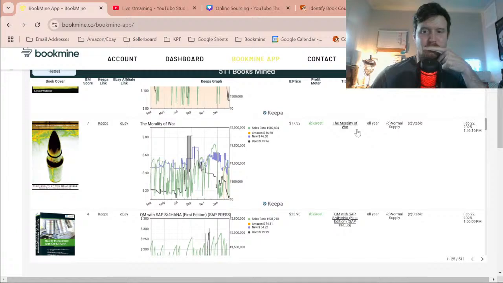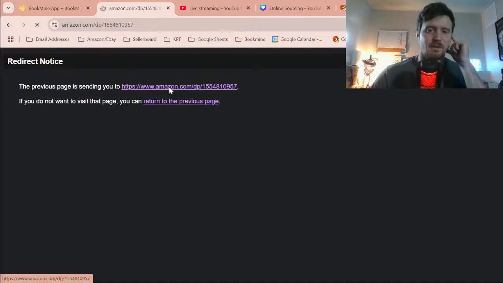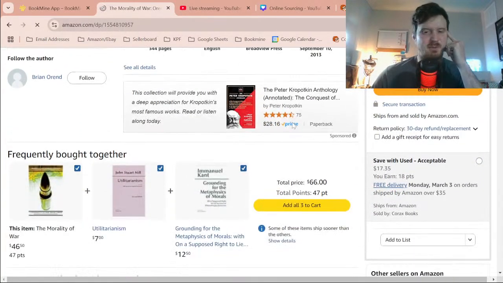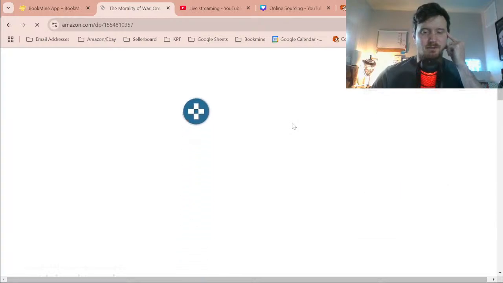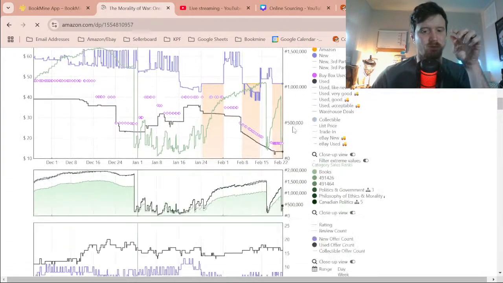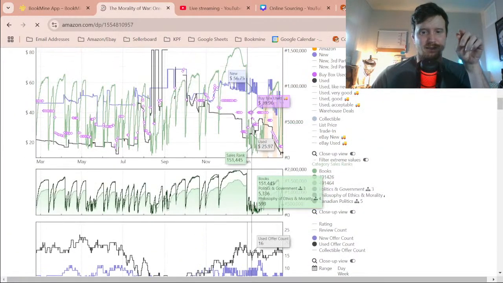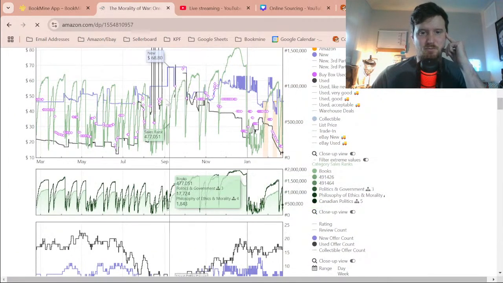Let's see here. This one doesn't look bad. Looks like maybe a heavy seasonality book. Anytime you see a spike in the price, it's a pretty big indicator that it's a seasonal book. But you always want to look at the past year's data, because you can see that it does pop up back here.